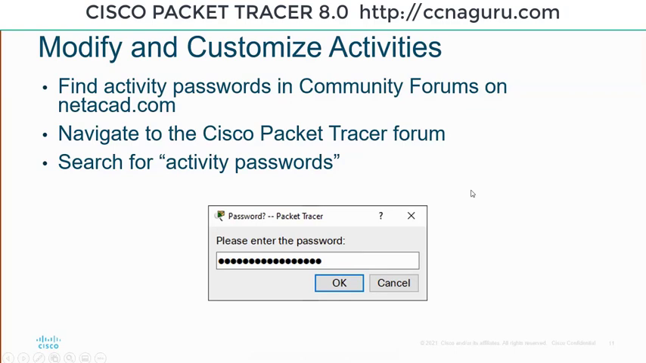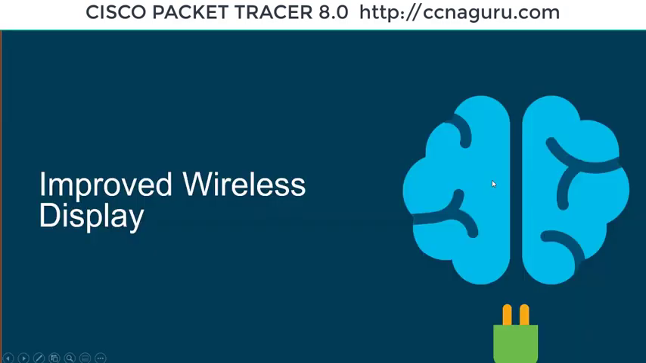You can find activity passwords for CCNA activities in community forums on netacad.com. You will need to navigate to the communities, then to the Cisco Packet Tracer forum, and then make a search for activity passwords. You will find them there. All right, let's move on to the next thing, which is the improved wireless display.